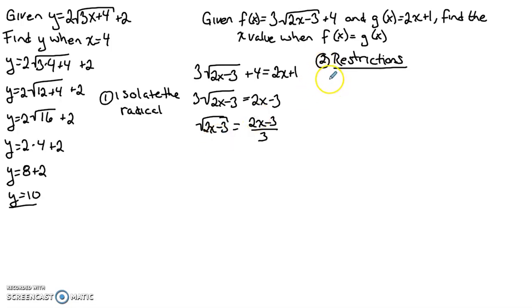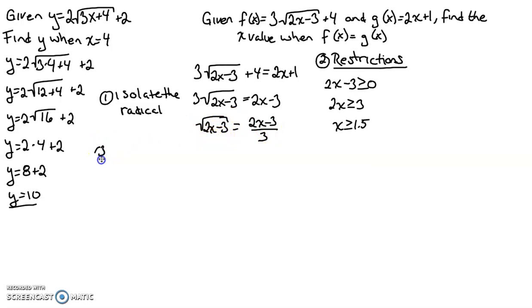So our restriction is 2x minus 3, because that's what's under our square root sign, has to be greater than or equal to 0. And we'll solve for x. So 2x has to be greater than or equal to 3, and x has to be greater than or equal to 3 over 2, or 1.5. And this is just something that we're going to remember for later when we have our answers. So after we've stated our restrictions, we can come back over here and continue solving for x.